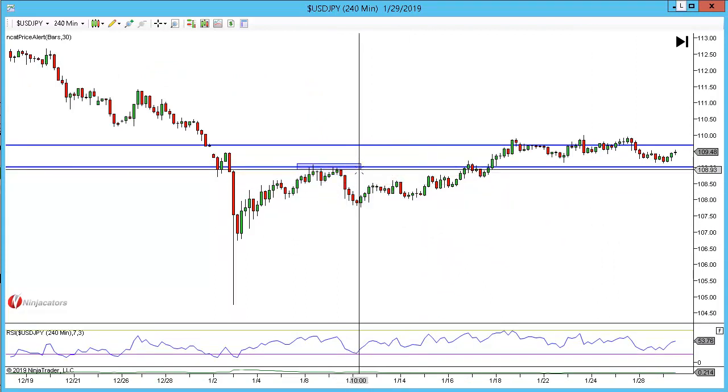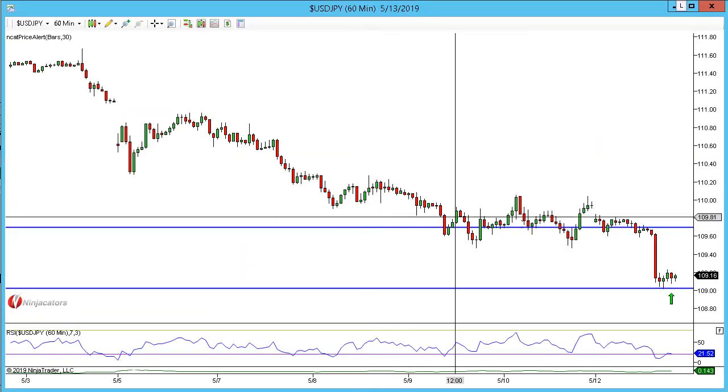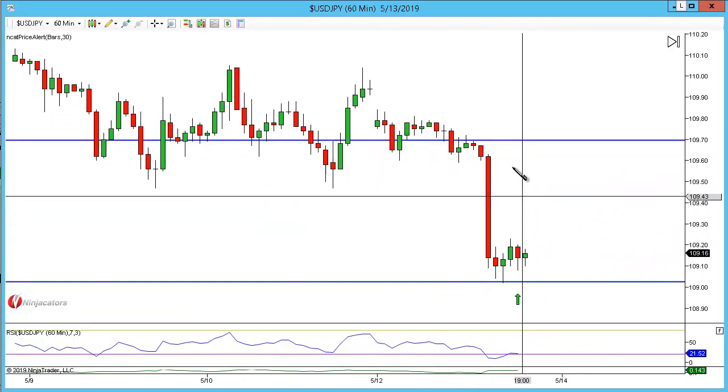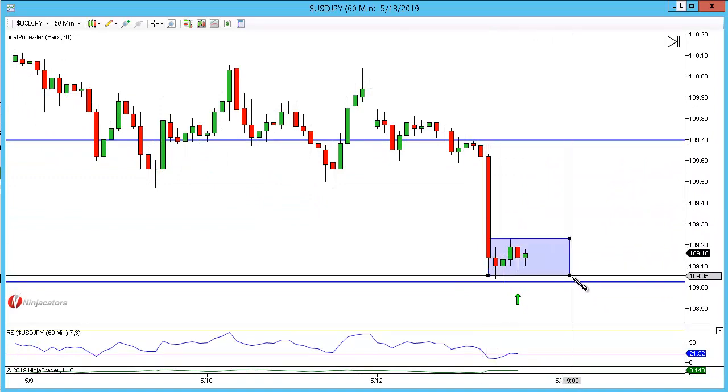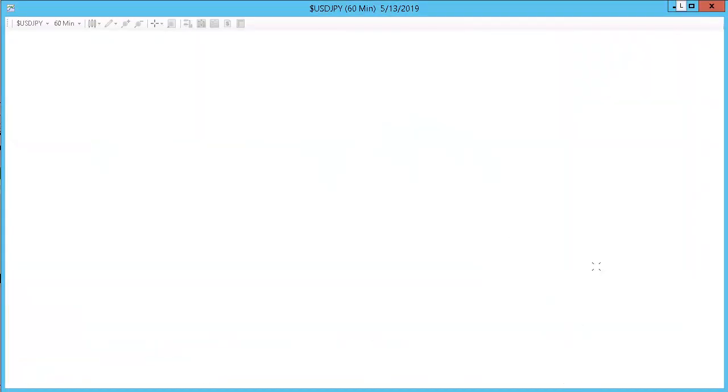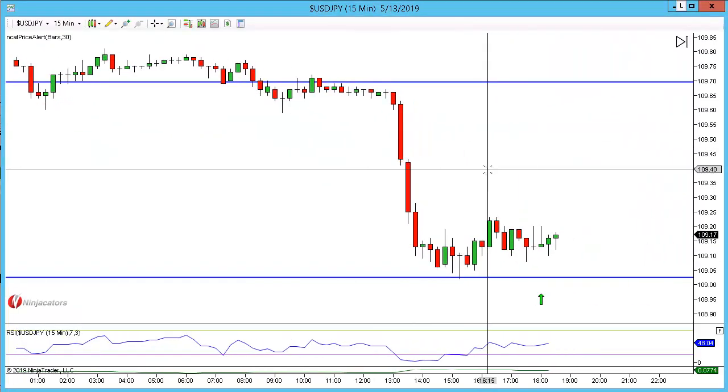But we have come into the wick, so I'm going to drop to the 60. And you can see what's happening here. We've had that directional move and sideways movement. So this to me is either a reversal or a trend continuation. Let's take a look at the 15. Still nothing on the 15.